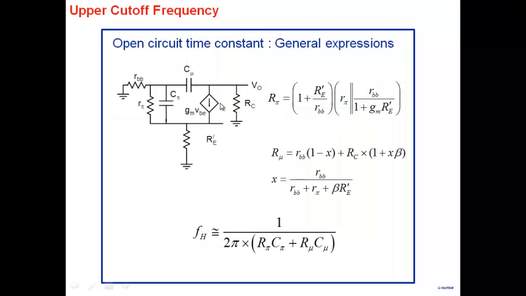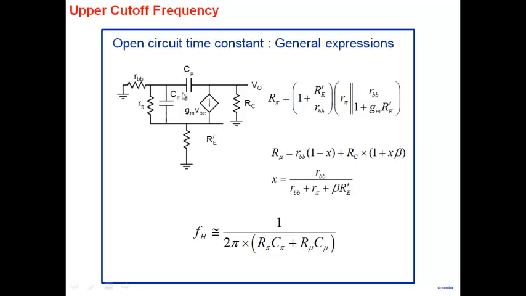Whenever I take my BJT amplifier, what will I end up with? A more general circuit, some resistor here in RC, something in RE here, and something connected in the base here. So this is a more general high frequency equivalent circuit that you'll end up with. And you have to calculate two time constants, one due to C pi, another due to C mu. And these are the general values of resistance here. R pi is of this kind, R mu is of this kind here. And so this is a very general calculation of upper cutoff frequency for most of the circuits here.